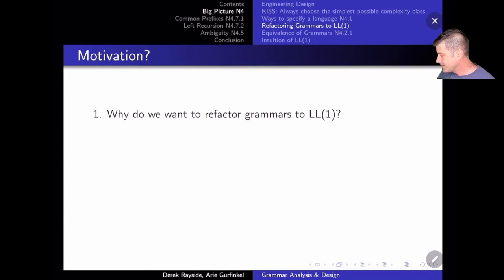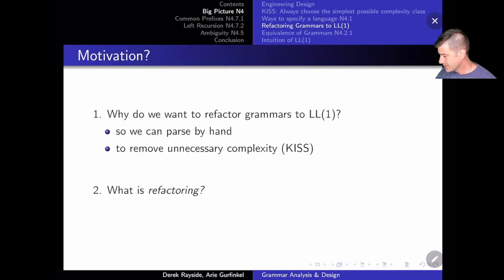All right, so the next step is, say we have a grammar, and it is not LL1. The question is, can we turn it into LL1? This is what we're going to cover now. And the first question is why? Well, there are several reasons. Why do we want to refactor a grammar that is not LL1 into LL1?